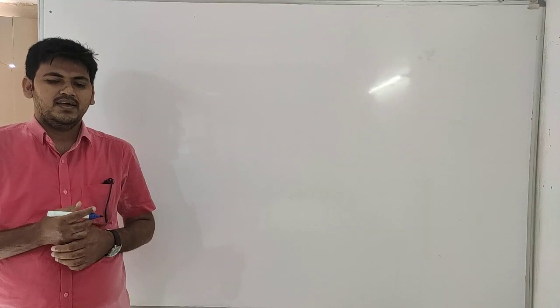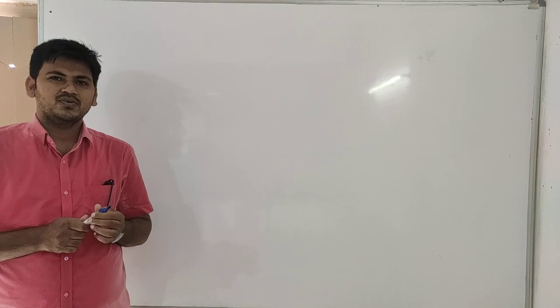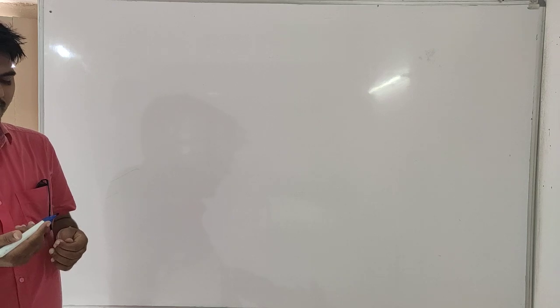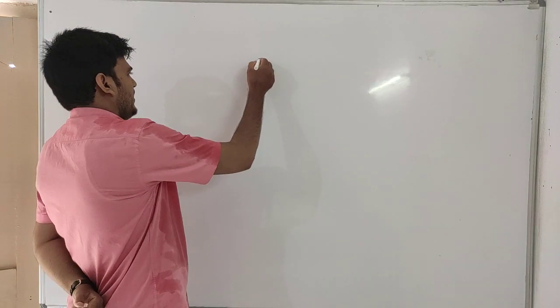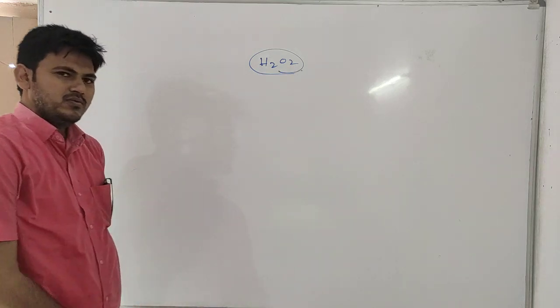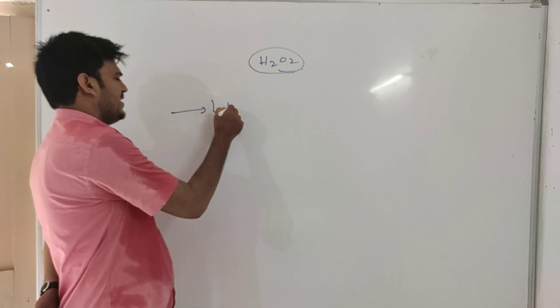Okay. Hi everyone. So today we are going to discuss the hydrogen peroxide concept. Hydrogen peroxide formula H2O2. First of all, preparation methods, that is laboratory methods.